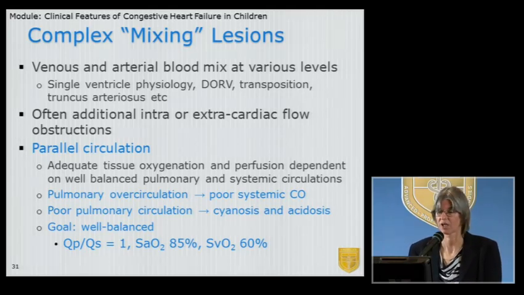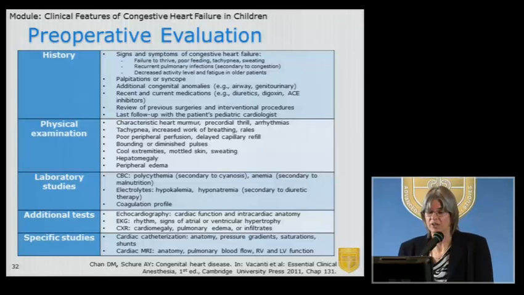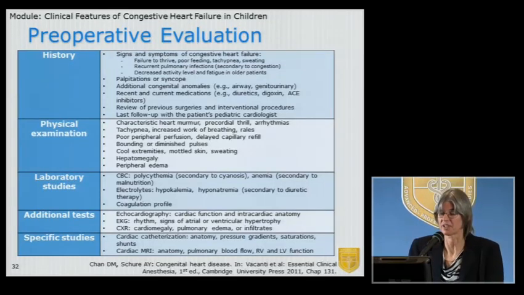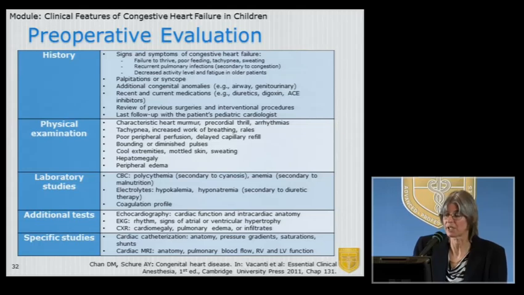This would be a well-balanced circulation. How do you evaluate cardiac patients? And this is another busy slide, so I apologize. But it all starts with the history. Try and figure out how symptomatic they are, if they have the signs and symptoms of congestive failure, failure to thrive, recurrent pulmonary infection, decreased activity level. If they have palpitations or syncope, if they have additional congenital anomalies, especially airway and renal abnormalities.